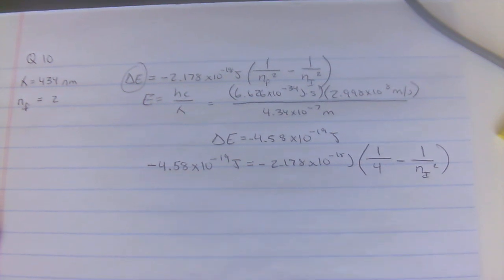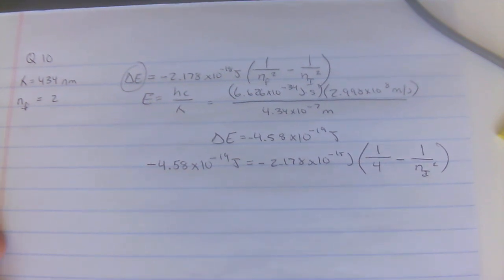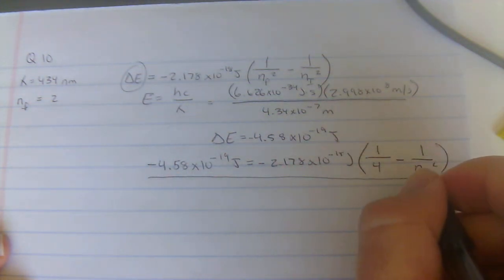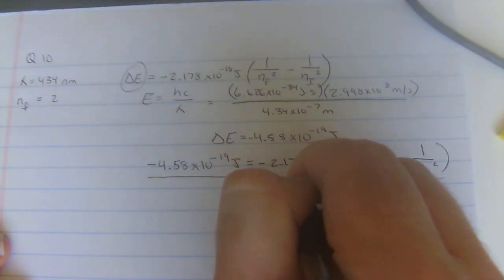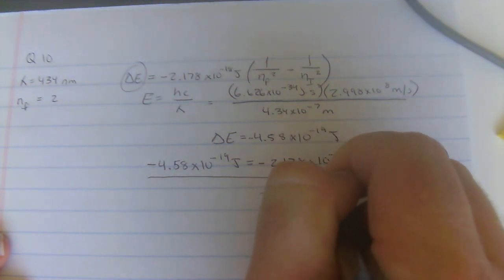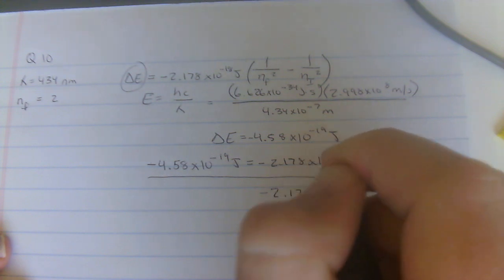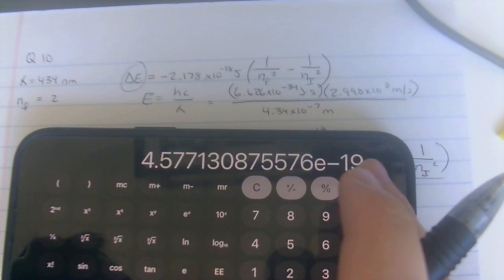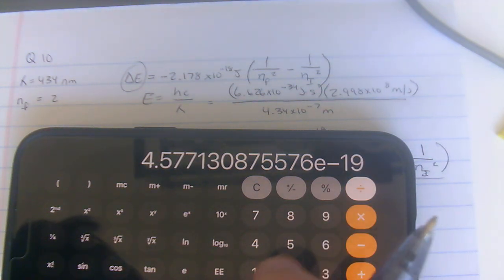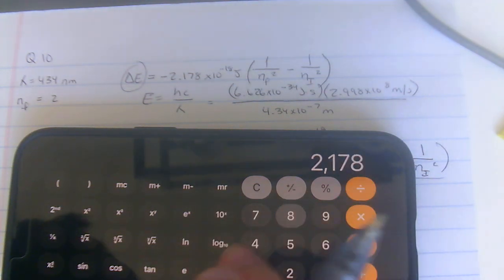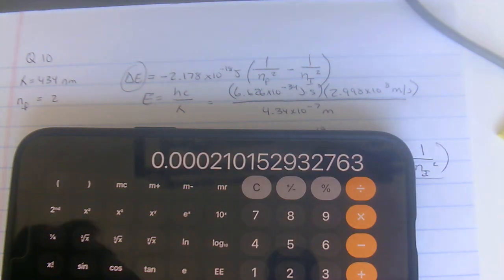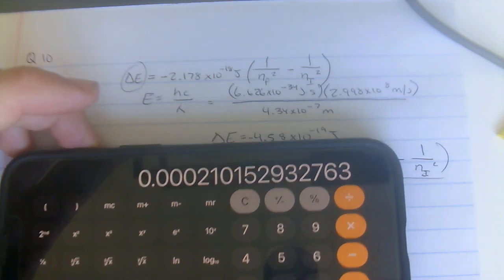Okay? Hopefully you're following up to this point. Once we get to this point, this is just an algebra problem. So we're going to divide both sides by negative 2.178 times 10 to the negative 18 joules. I haven't rounded yet, so that's okay. I'm going to divide that by 2.178 EE 18 negative. So I get some really small number.